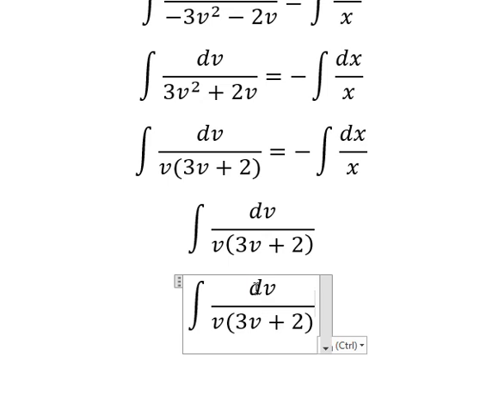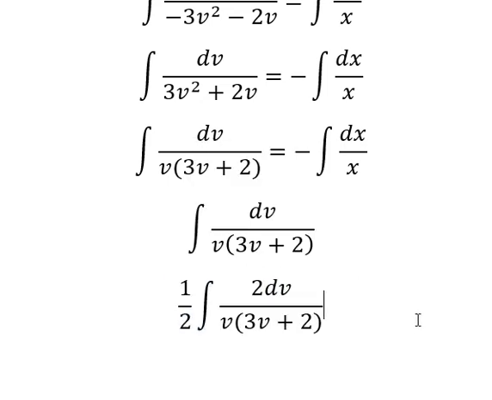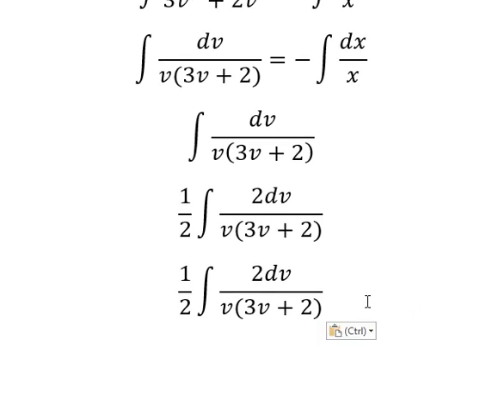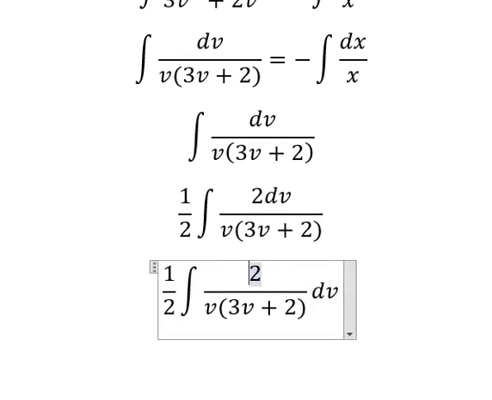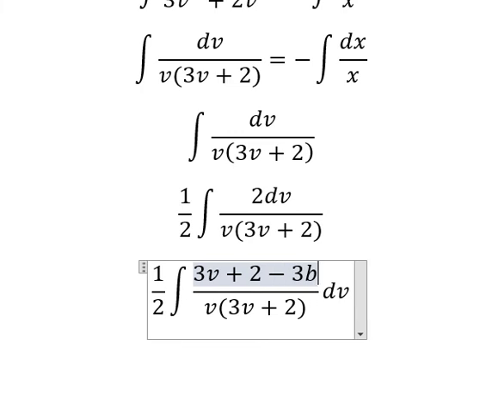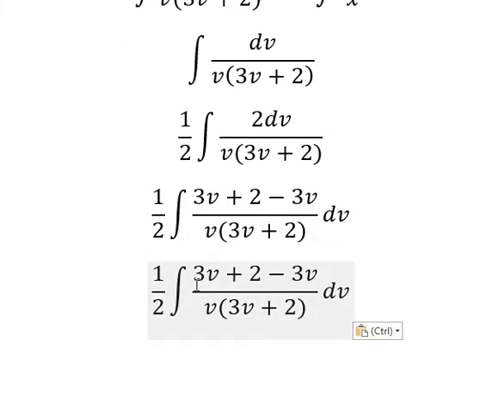So we need to multiply by number 2 in here on numerator and denominator. So dv I will put in here. So we need to put 3v in here. Later that we need to minus 3v. This one divide by this one, so we have number 1. This one divide by this one, so we have number 1 in here.